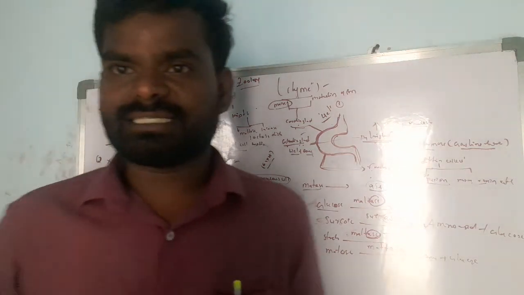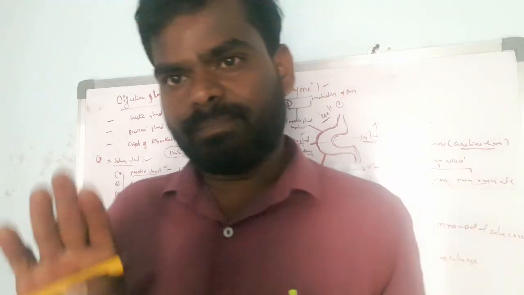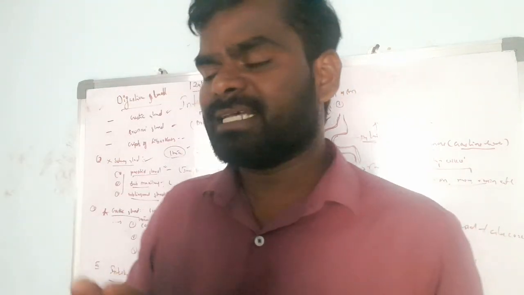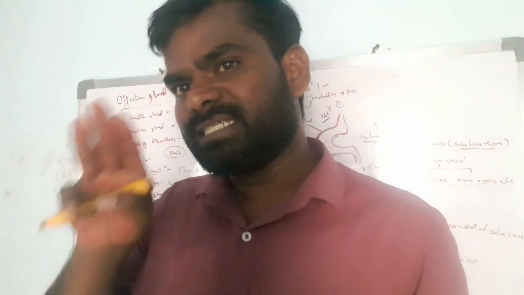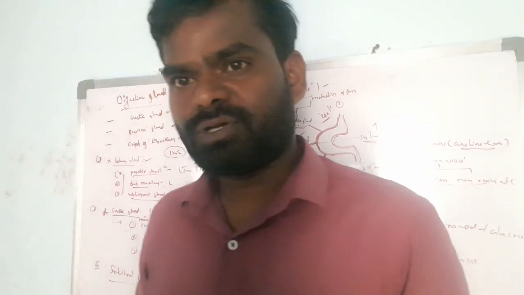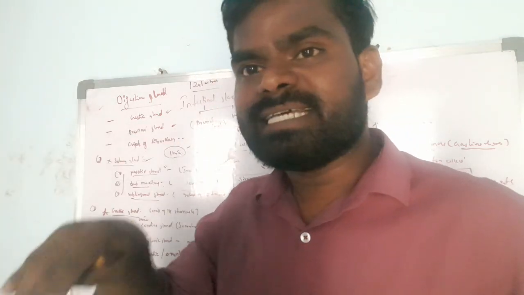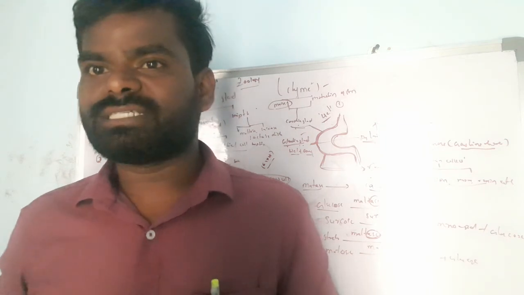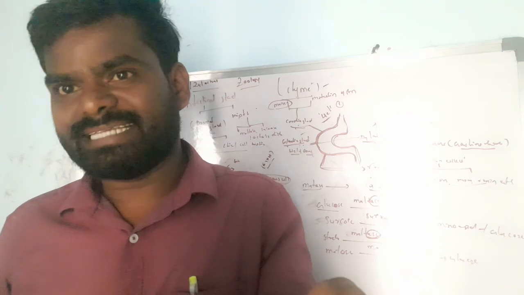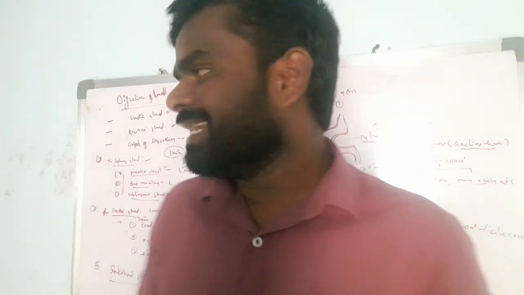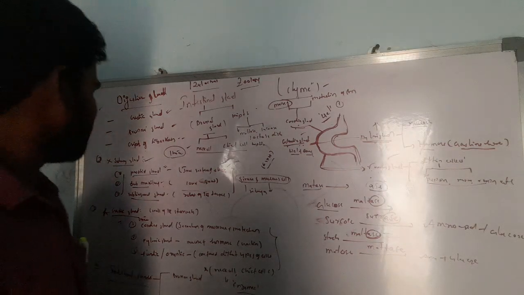So salivary glands are basically three pairs: parotid gland, submaxillary gland, and sublingual gland. These three pairs help the digestion process by releasing enzymes. In the salivary glands, the enzyme released is called ptyalin, the salivary amylase, and salts are also released with the enzymes. So next, gastric glands.